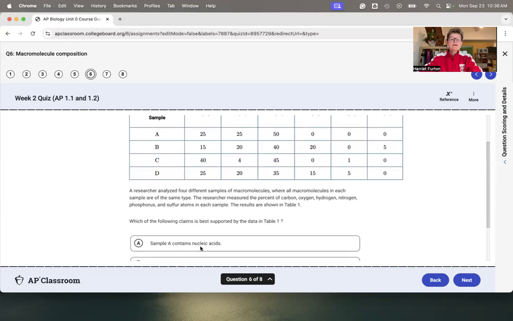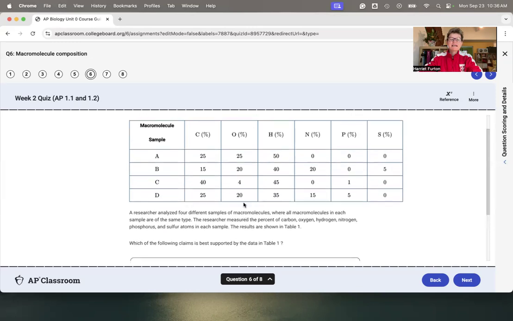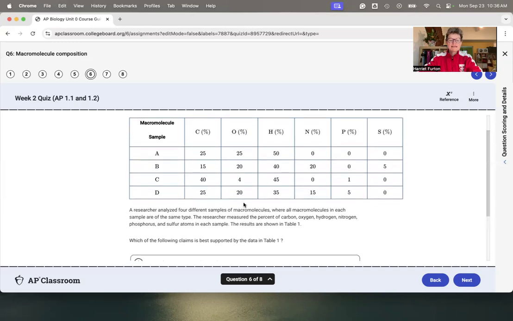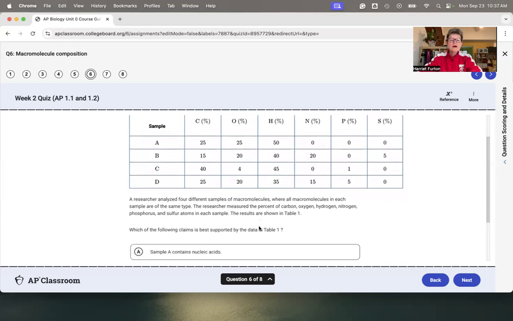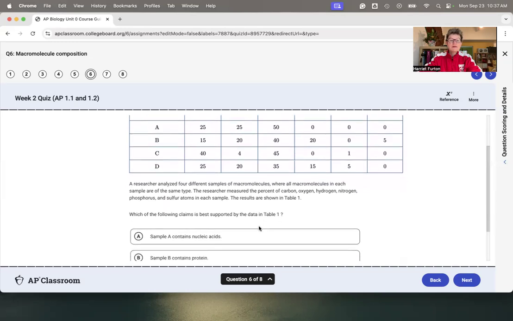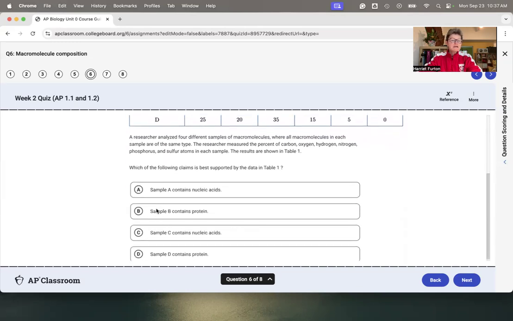Sample A contains nucleic acid. If it were nucleic acid, it would contain phosphorus and nitrogen besides the carbon, oxygen, and hydrogen. And this is not true because there's no nitrogen and phosphorus in sample A. So A is not correct.